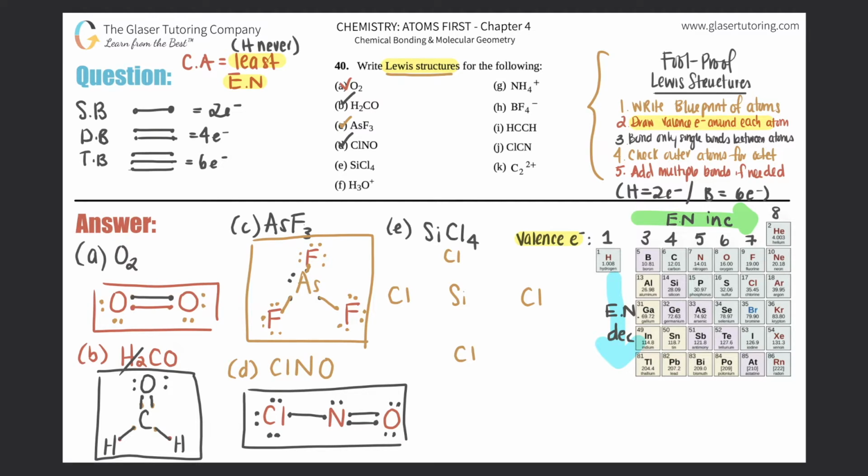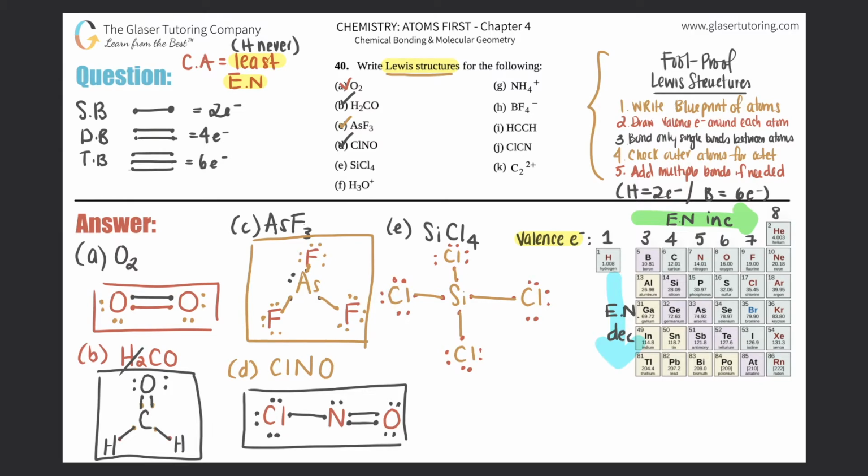Now put your valence electrons. Silicon has 4, chlorine has 7, so 4 and 7 around each atom. So I got 1, 2, 3, 4, and then 1 through 7 around each chlorine. Now we make a single bond between everyone. So single, single, single bond.